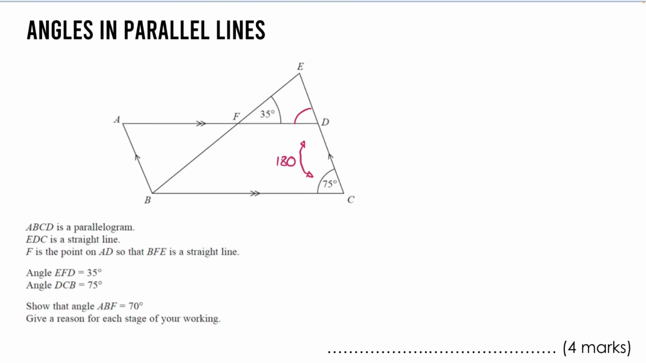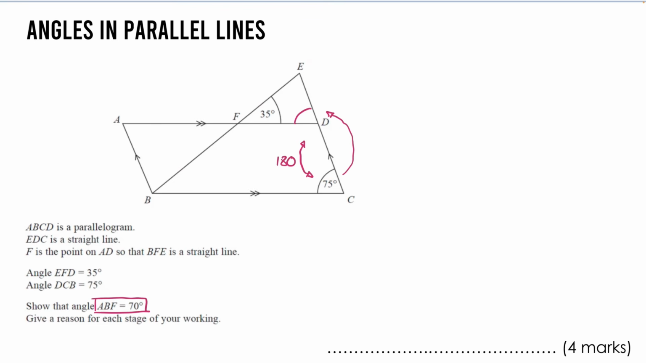So it's completely up to you on a sort of first step when you look at a diagram, how you start to move around the shape. Now this particular one has asked us to show that angle ABF is equal to 70. And we need to give a reason for each stage of our working. So it doesn't matter how we move along the diagram, as long as whichever way we choose to move, we give the reasons as we go.